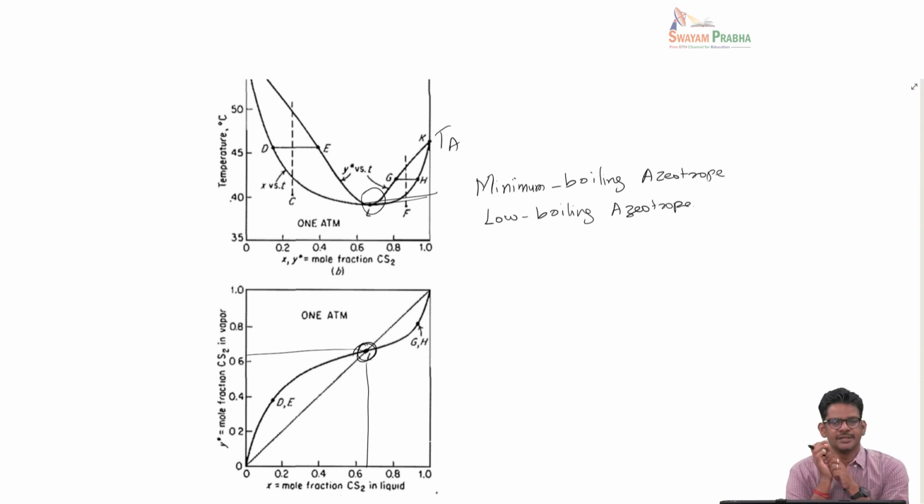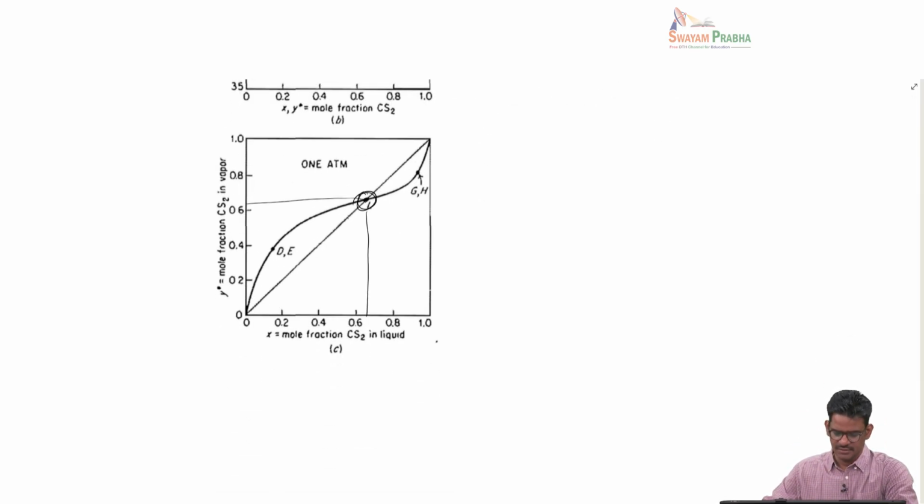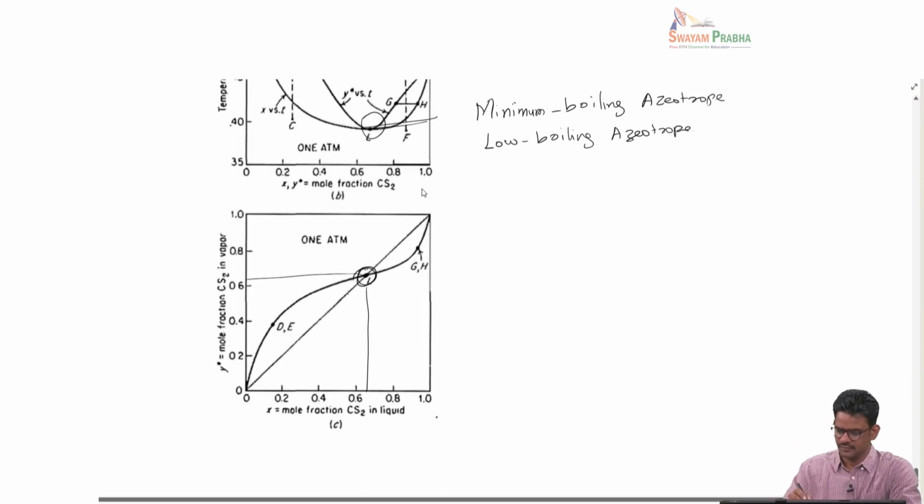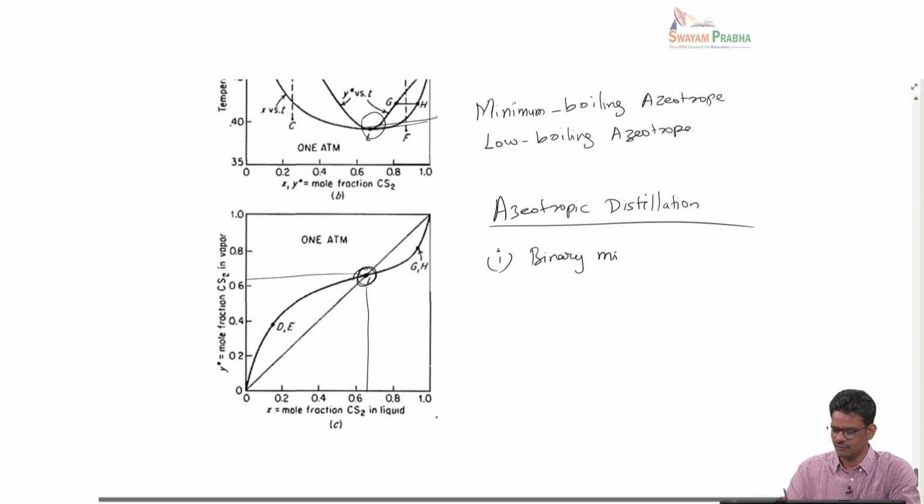As I said, azeotropic distillation is a special kind of multi-component distillation, and there are some scenarios where we may want to do azeotropic distillation. There are two reasons for doing that. One is that maybe a binary mixture forms an azeotrope.